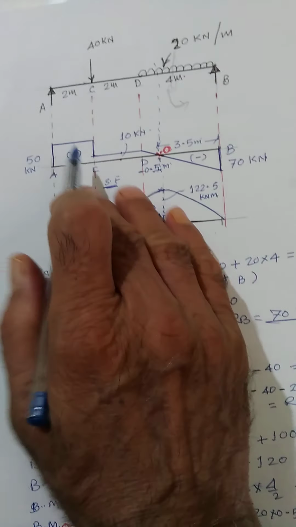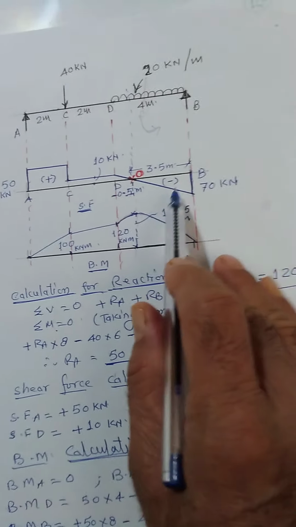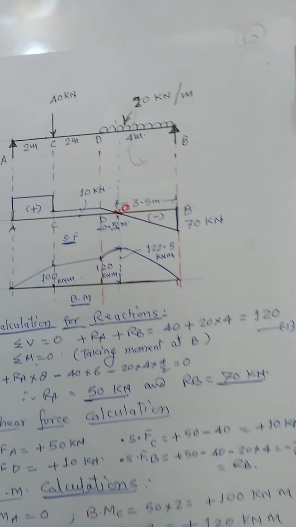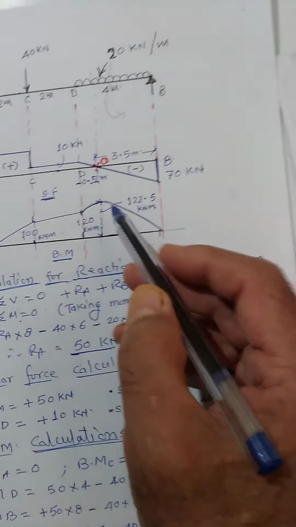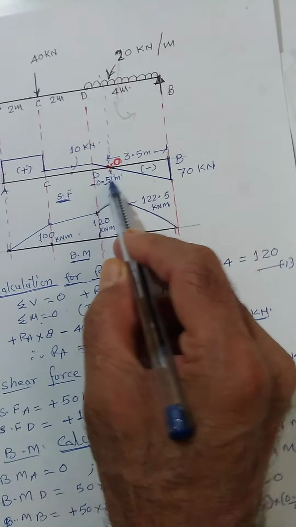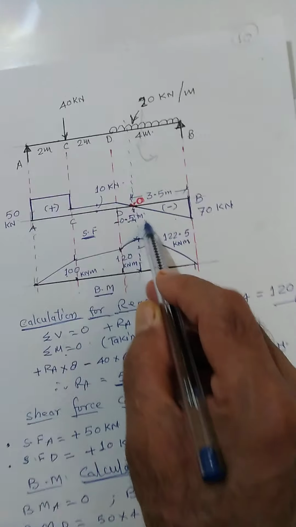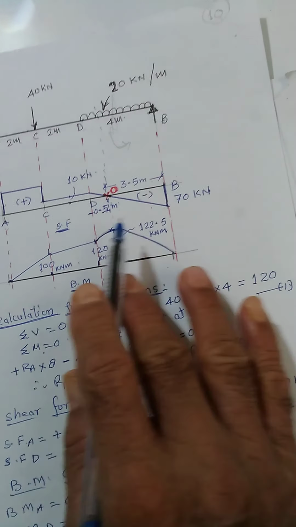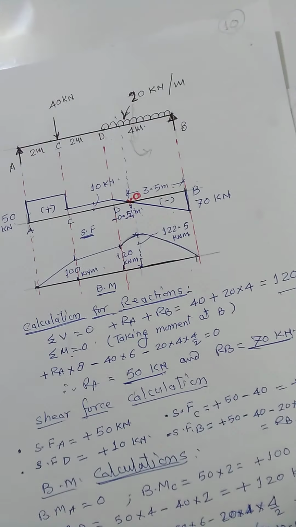So find out the reaction, draw the shear force diagram and draw the bending moment diagram, and after drawing the bending moment diagram, pick up this point and take the maximum bending moment either from this end or from this end. You will get the same result whether you are calculating from this side or from this side.